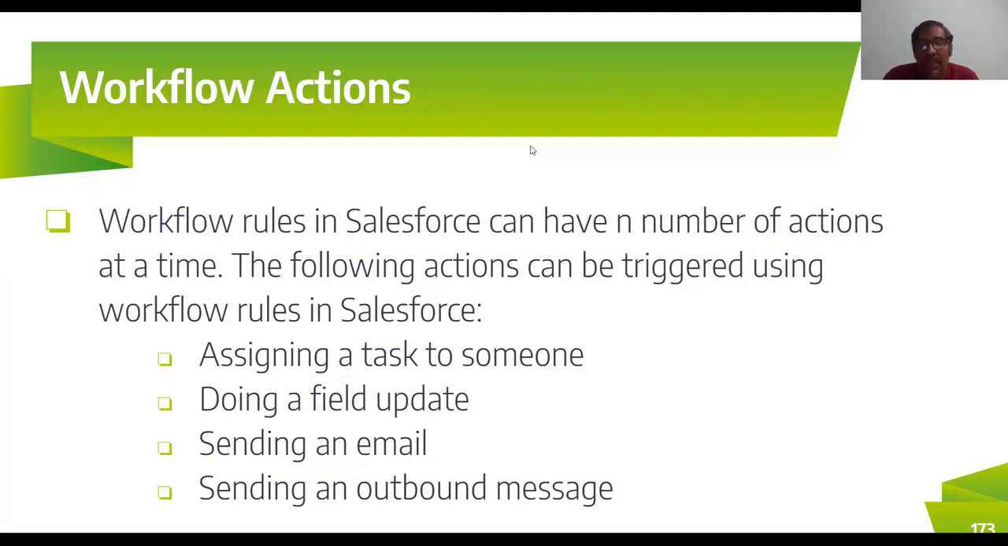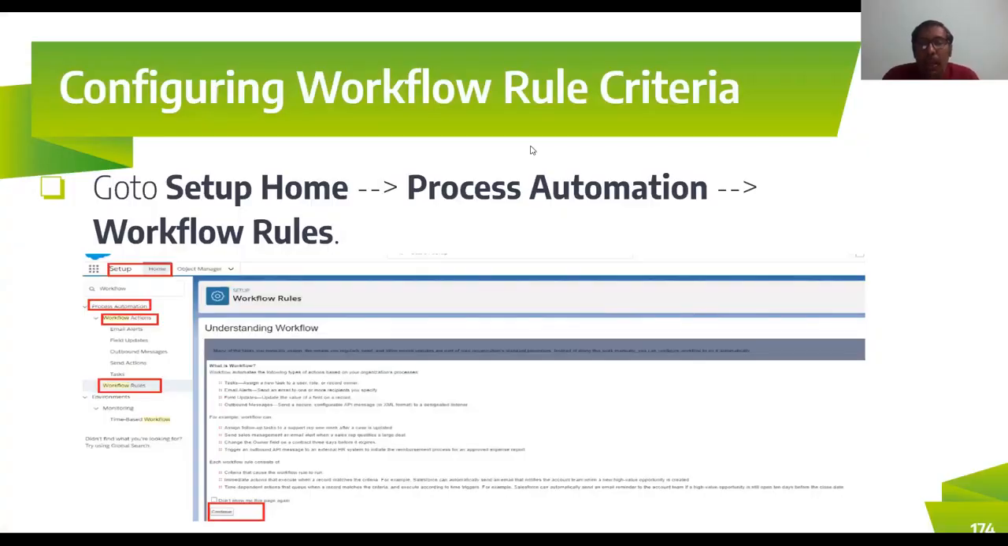Right? So workflow actions, already I told you there are 4 different types of actions: assigning a task, updating a field, sending an email alert, and sending an outbound message. These are the workflow actions that we have. Now we'll get into how to create the workflow rule.